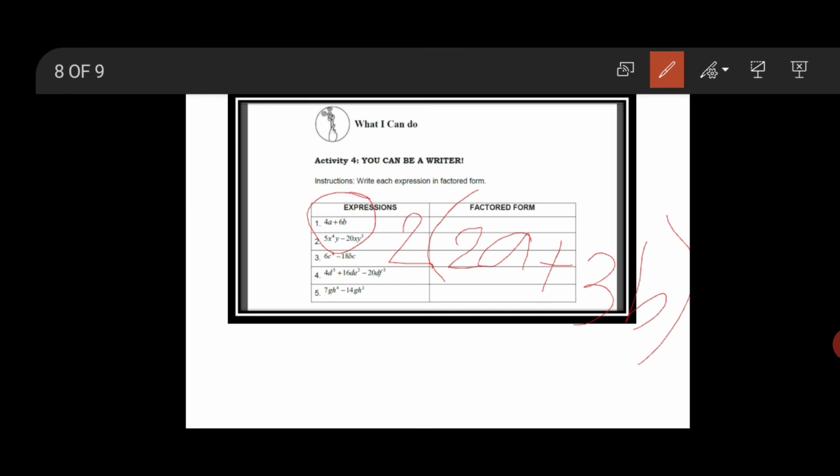Okay, got it? So it's your time. You're going to answer numbers 2, 3, 4, and 5. If you have questions, please comment down. If you cannot answer numbers 2 to 5, comment also, and I will answer your questions. Do you understand?